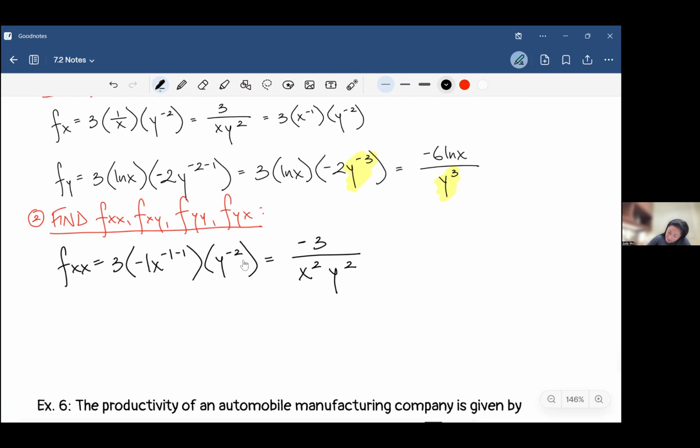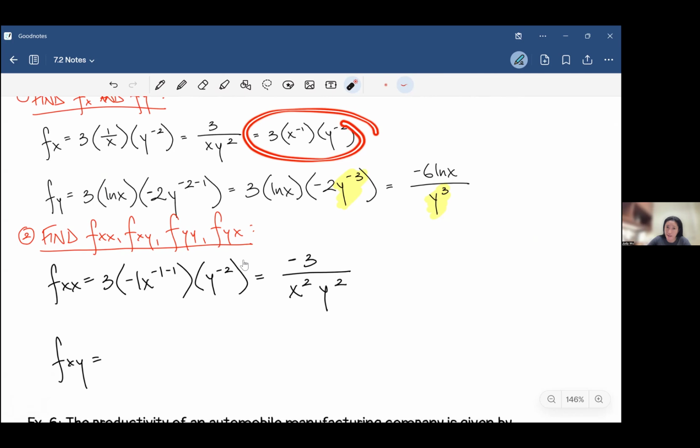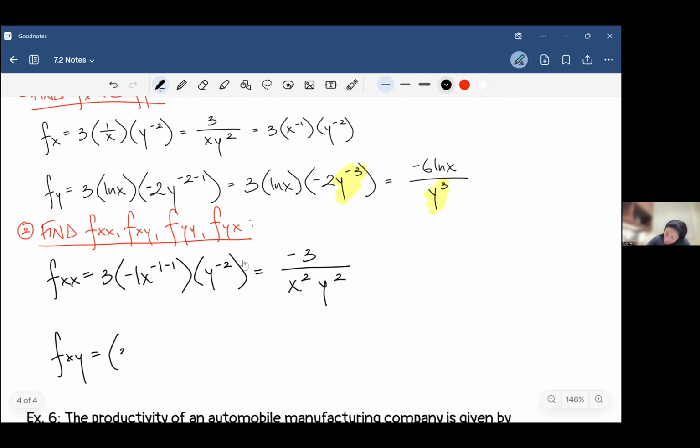Okay, let's find our fxy now. That means I don't start from the last one I found. I go back to my fx and now I take a derivative with respect to y. So in other words, I have 3x to the negative 1, and then negative 2y to the negative 2 minus 1. Let's rewrite this. So I get negative 2 times 3 is negative 6 over xy cubed.